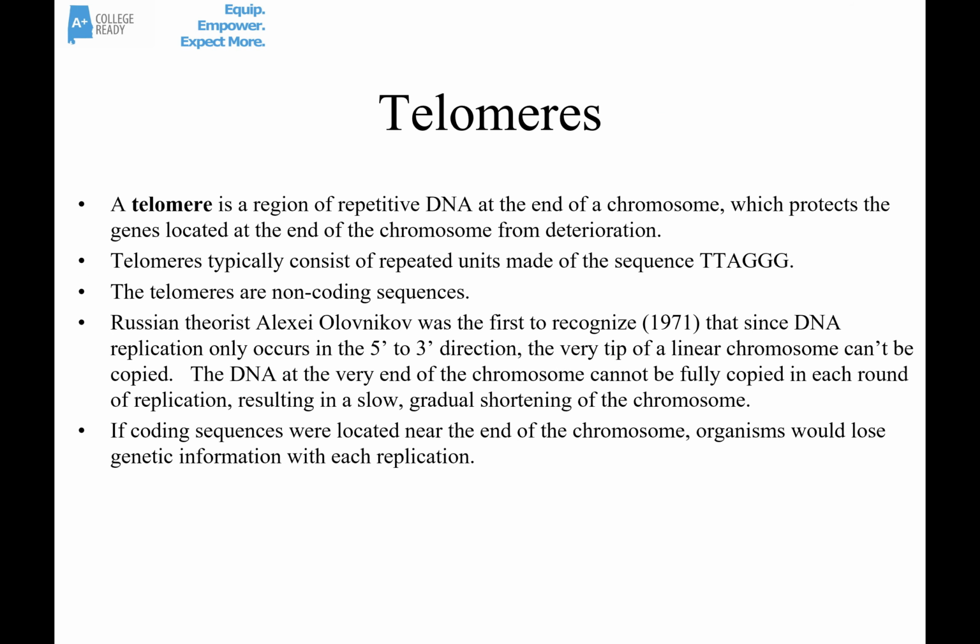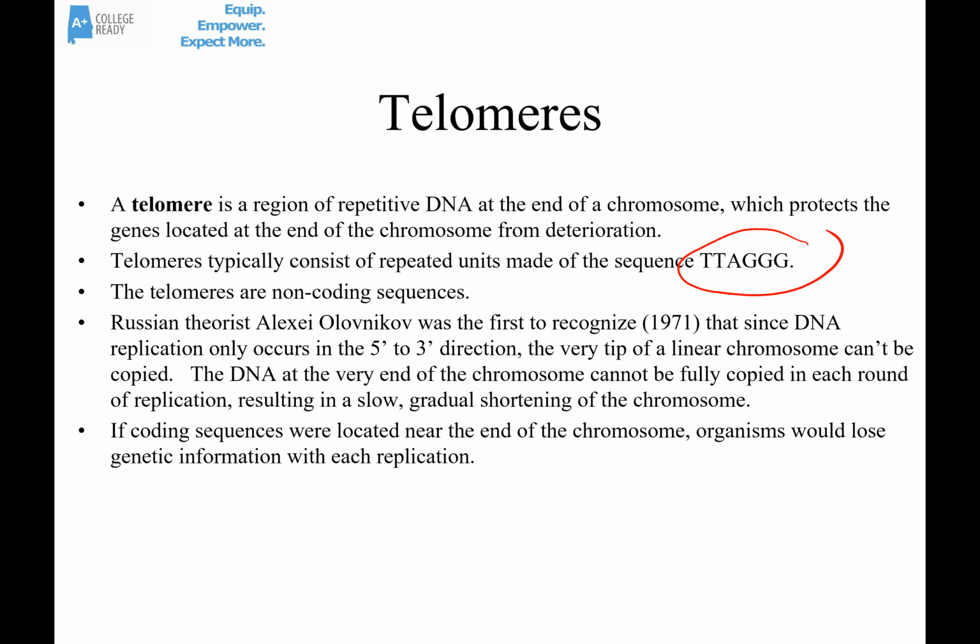All right, the last thing we'll mention here on the DNA structure and replication video are telomeres. So telomeres are these repetitive regions located at the end of each chromosome. They protect the actual genes located at the chromosomes from deterioration. Most of the time, they consist of repeated units of TTAGGG nucleotides. They're non-coding sequences.